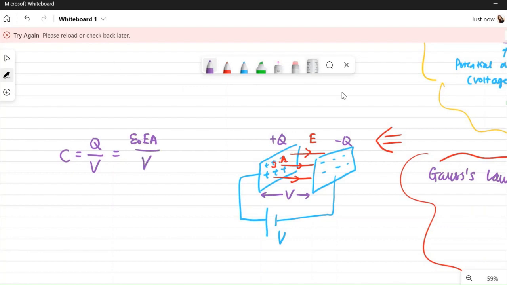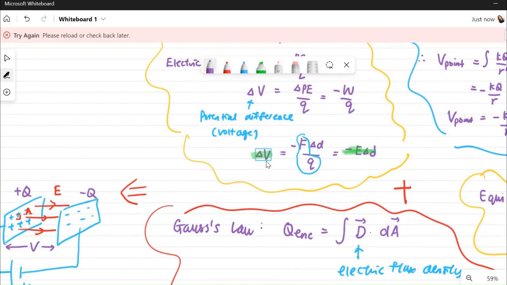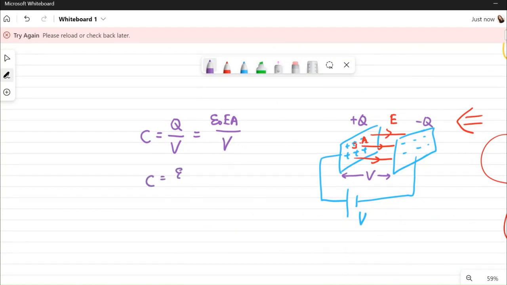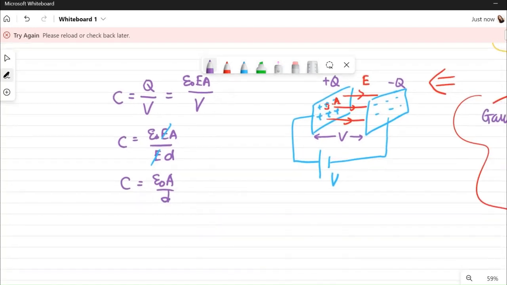So what is V? V stands for the potential difference, or electric potential, where V is equal to E multiplied by d. So eventually I will get the capacitance of a capacitor as epsilon naught A divided by d, where epsilon naught is called the permittivity of free space.